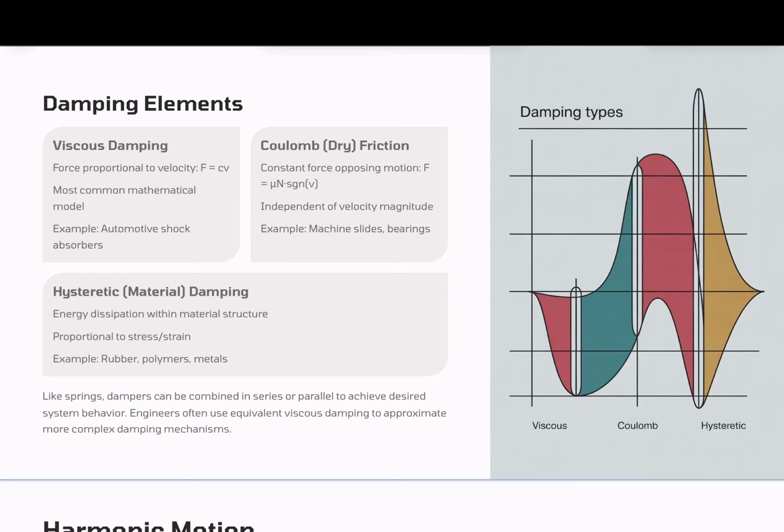And damping, just like the spring, can be combined in series or parallel to achieve desired behavior. Engineers often use equivalent viscous damping, because it approximates more complex damping mechanisms.